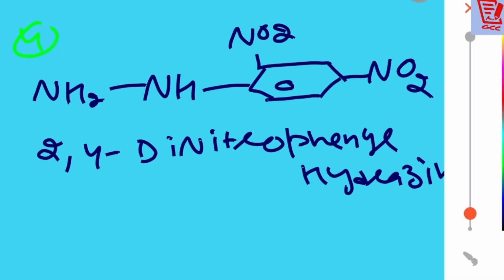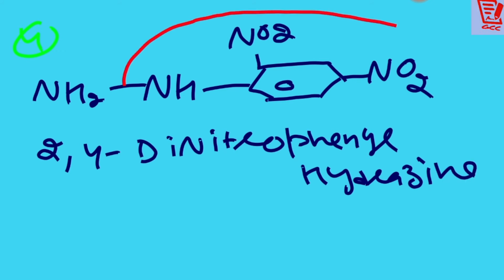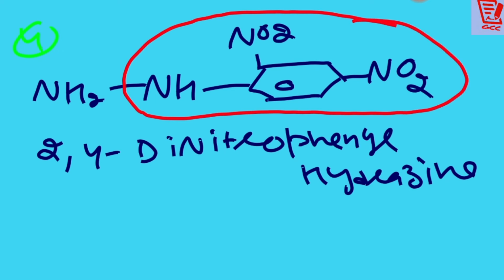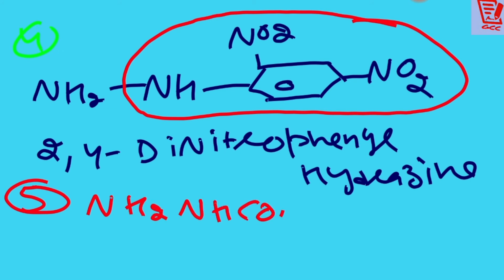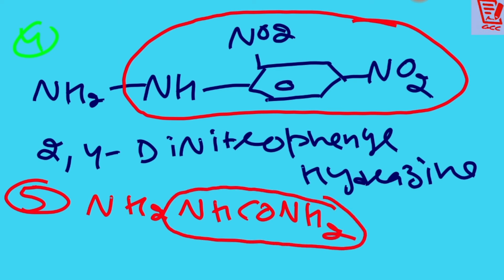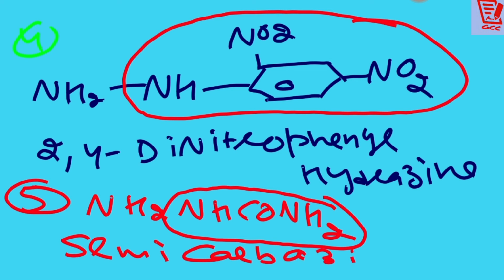And here is the value of Z. Now number 5 is NH2 NHCO NH2. Here this is the value of Z, and this is called semicarbazide. What do you call it? Semicarbazide. Clear? So a total of 5 values of Z are there that we have to do one by one. Clear, students?